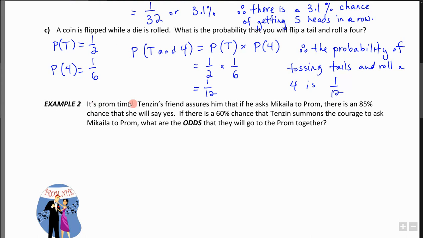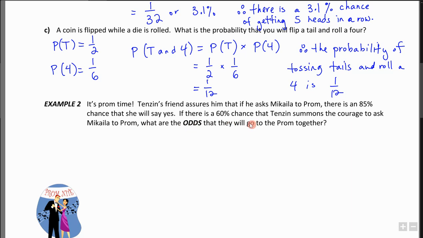Example number 2, it's prom time. Tenzin's friend assures him that if he asks Michaela to the prom, there's an 85% chance that she will say yes. If there is a 60% chance that Tenzin summons the courage to ask Michaela to prom, what are the odds that they will go to the prom together?